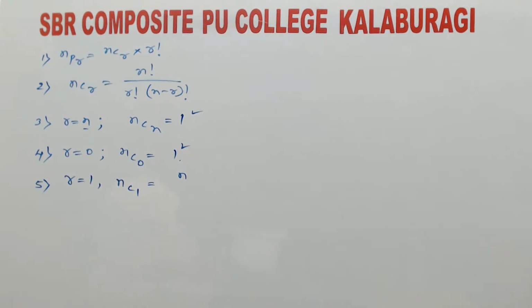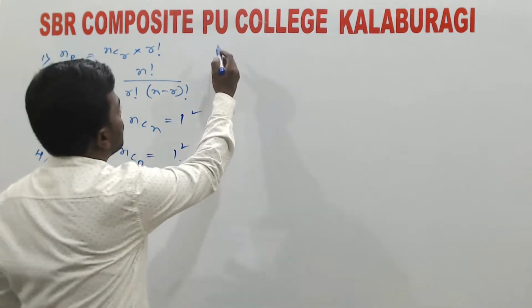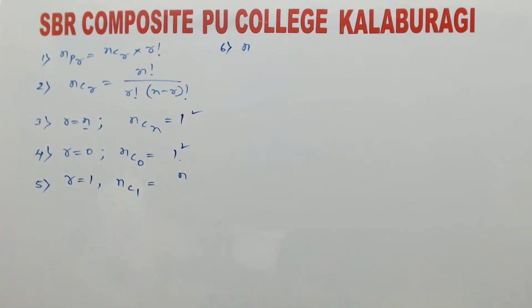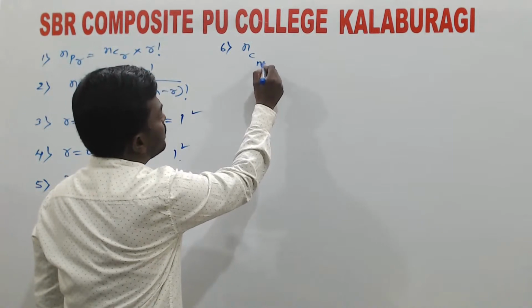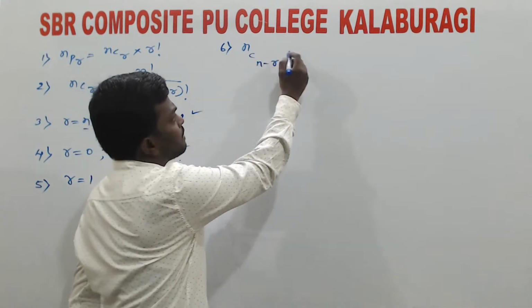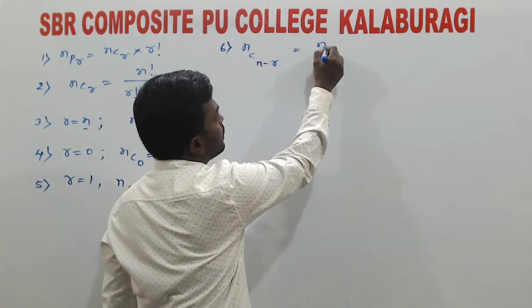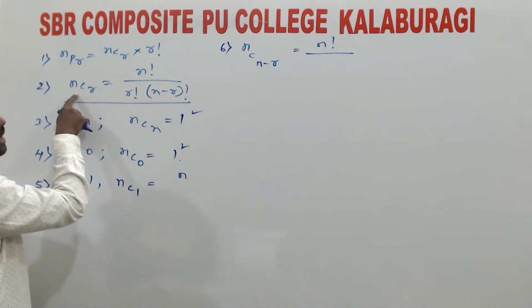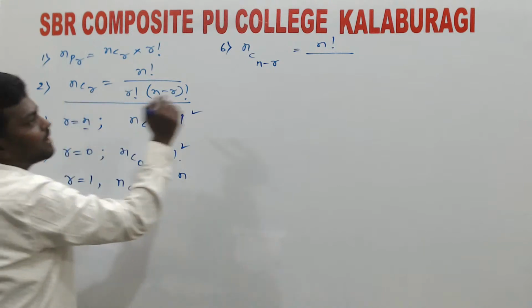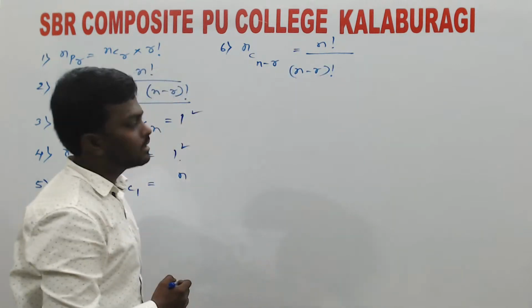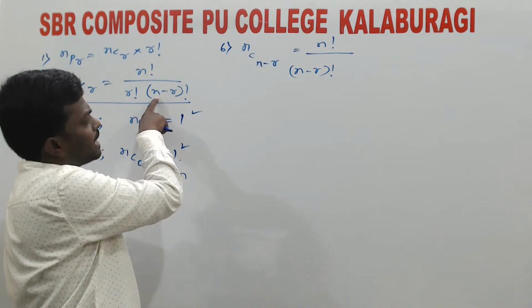Now we shall see the next property: nC(n minus r) is equal to nCr. These are all formulas, just remember, students, it will be easier in solving. So let's see what nC(n minus r) will be. Let's apply the formula nCr, n factorial by r factorial into (n minus r) factorial. In place of n, we have n. In place of r, we have n minus r. So r factorial will be (n minus r) factorial.